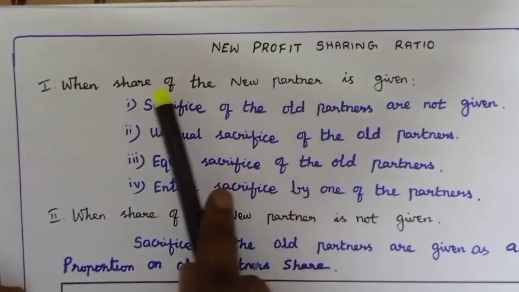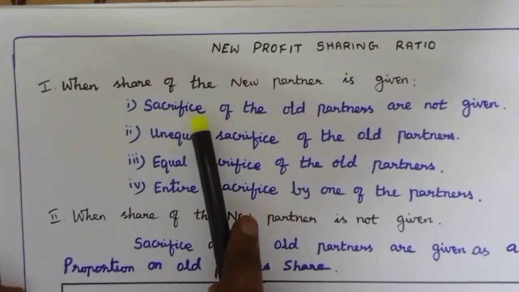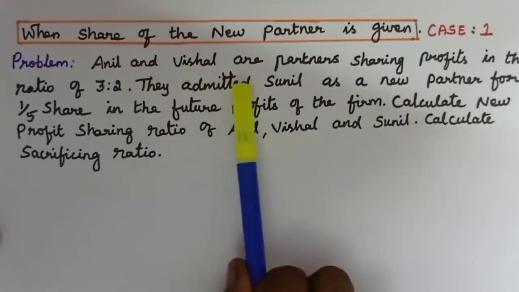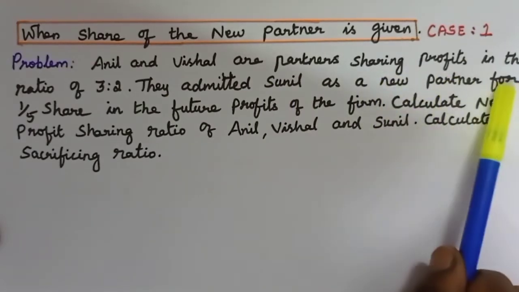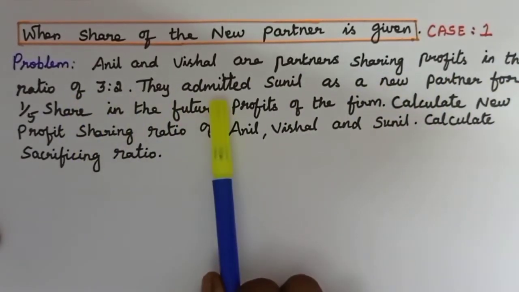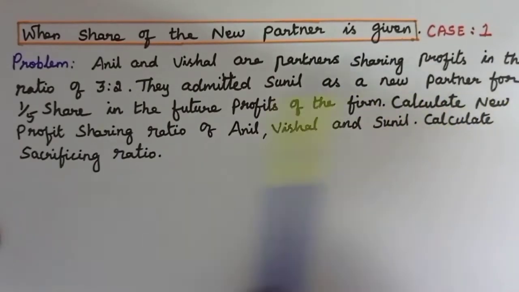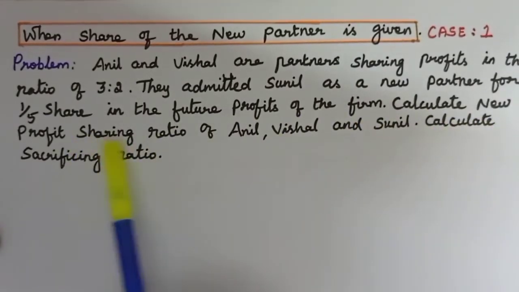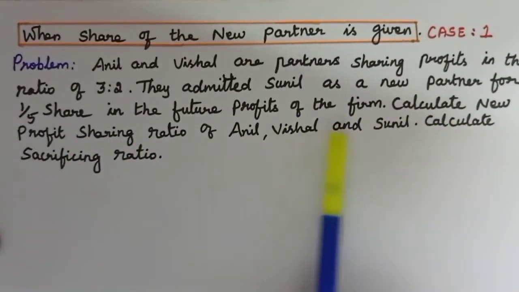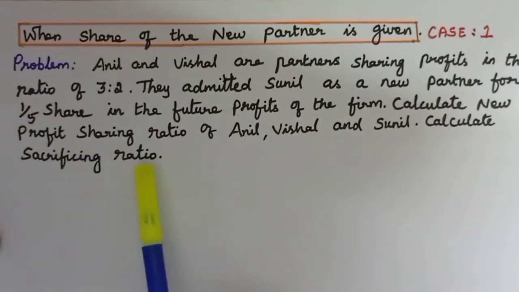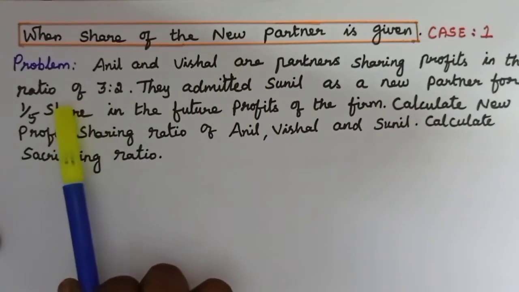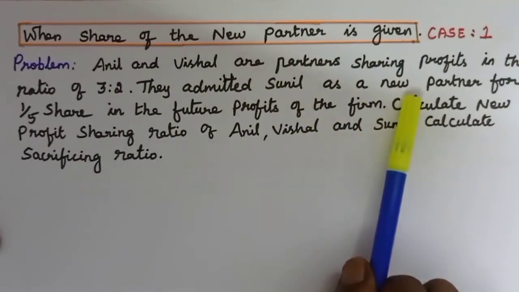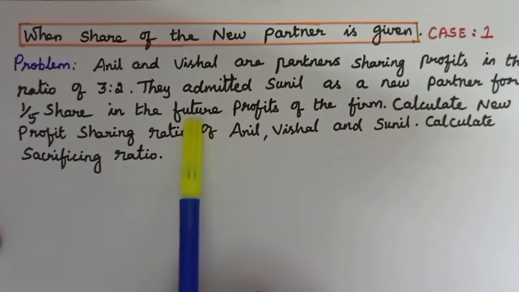In the first case, the share of the new partner is given and the sacrifice of the old partners is not given. Anil and Vishal are partners sharing profits in the ratio of 3:2. They admitted Sunil as a new partner for 1/5 share in the future profits of the firm. Calculate the new profit sharing ratio of Anil, Vishal and Sunil. Calculate the sacrificing ratio. In this problem, the partners' old profit sharing ratio is given. Only the new partner's share of future profit is given.